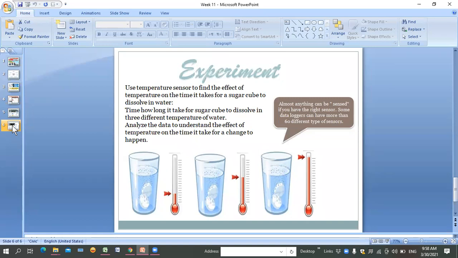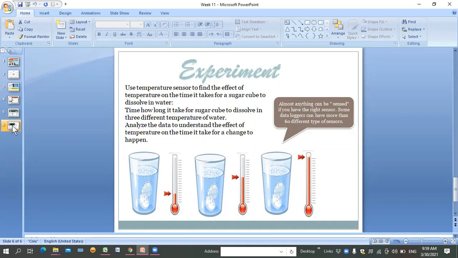If you don't have a thermometer, get three cups of water and microwave the water for different times. One glass, maybe you can microwave for 30 seconds, the second for 1 minute, the third for 2 minutes. And put the sugar cube in it and see and analyze. Analyze means to understand the effect of temperature on the time it takes for changes to happen. Which glass dissolves the sugar faster?